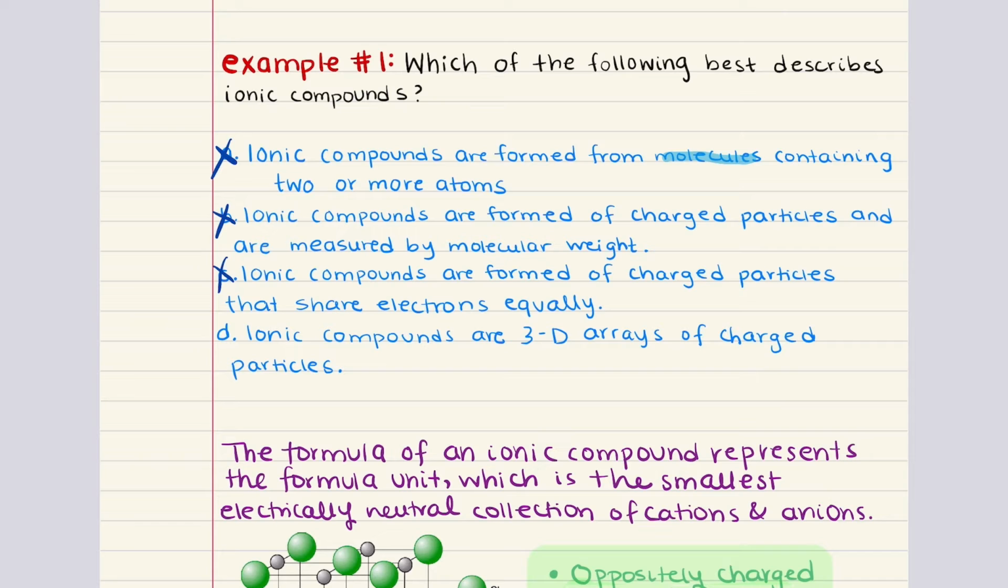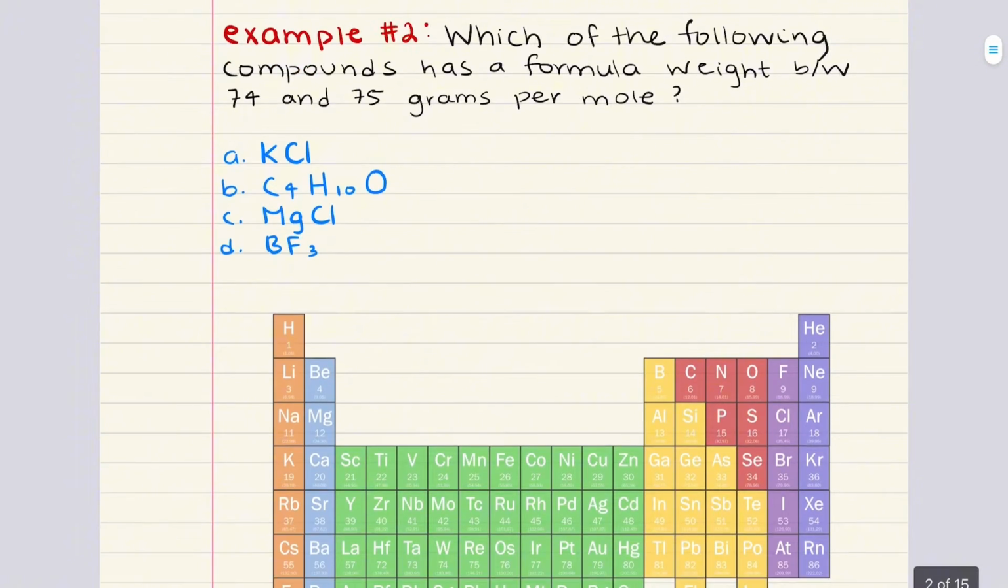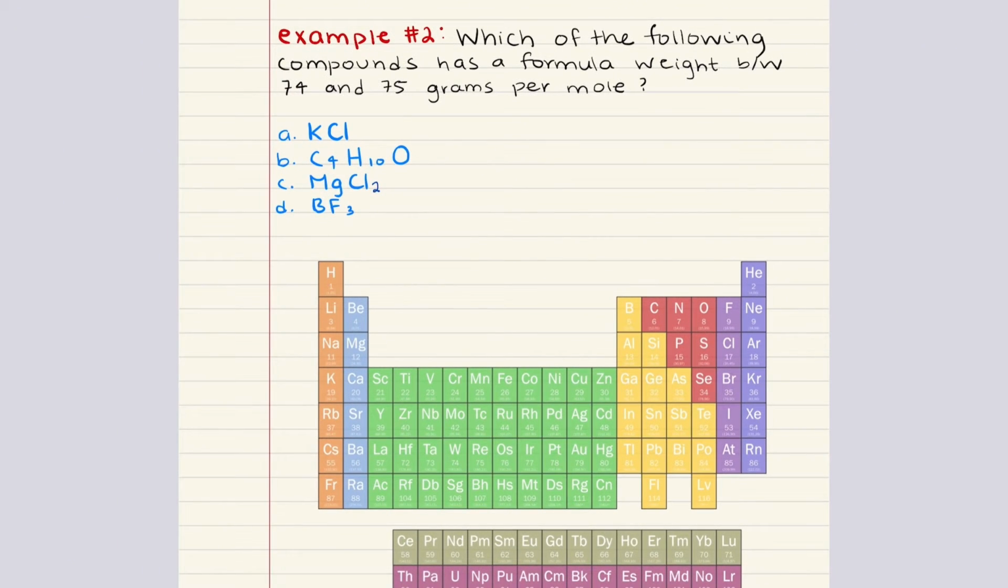Option D says ionic compounds are 3D arrays of charged particles. This statement is correct. Ionic compounds form a three-dimensional lattice structure where each ion is surrounded by oppositely charged ions. And this lattice is a repeating array extending in 3 dimensions, characteristic of the solid state of ionic compounds. And so all in all, our correct answer is going to be D. Problem 1 is D. Let's go ahead and move into problem 2.